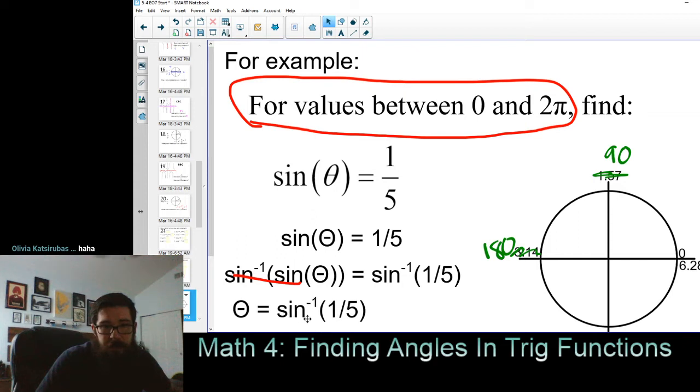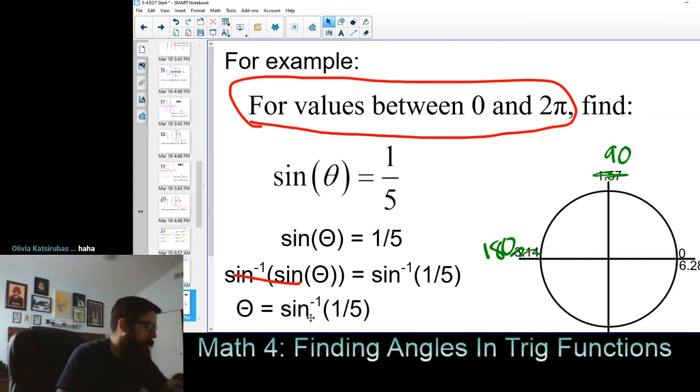This is something you're going to need to type into your calculator, okay? I'm going to do this. Maybe. Pull up the calculator here. If I can find it. Okay, here we go.